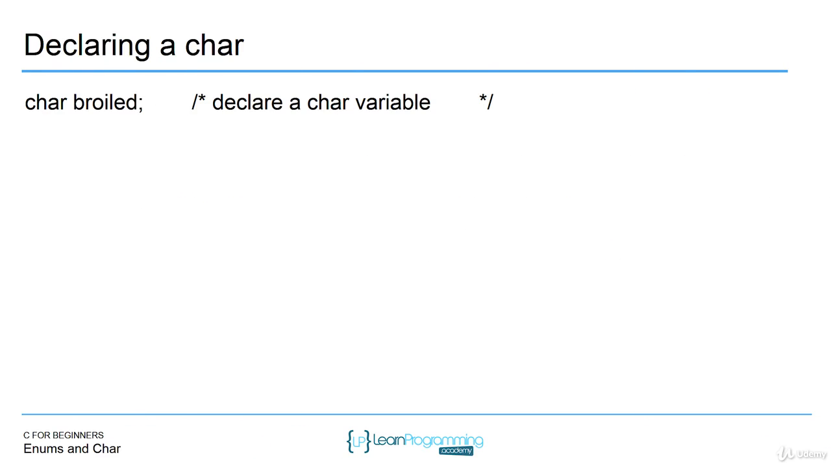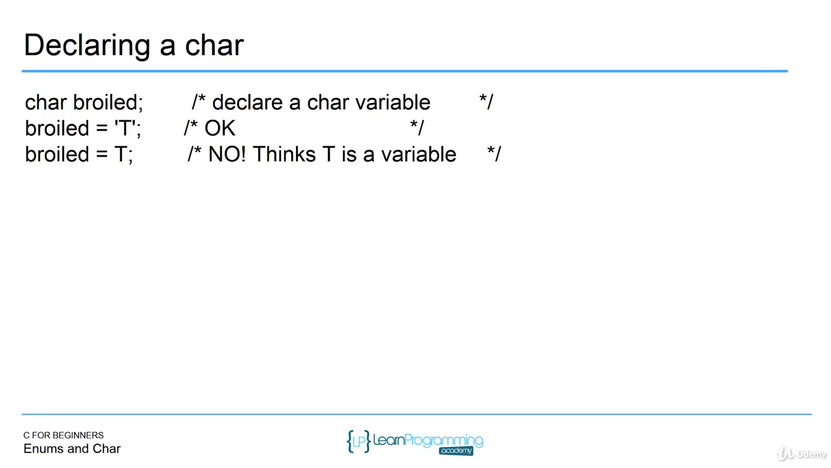If you want to declare a character and use it, you can simply specify the data type char and then the identifier. So in this example, we have char broiled. That's declaring a variable named broiled of type char. When we assign to that variable, we put the value inside single quotes. So broiled equals 't' is perfectly fine. If we try to say broiled equals t and t is not inside quotes, that's not okay because t is a variable. And that would not be valid unless t is also of type char.